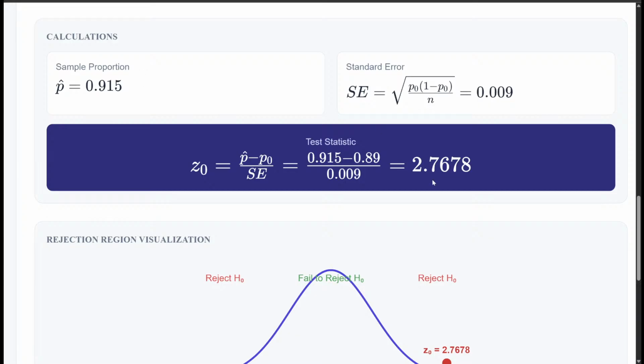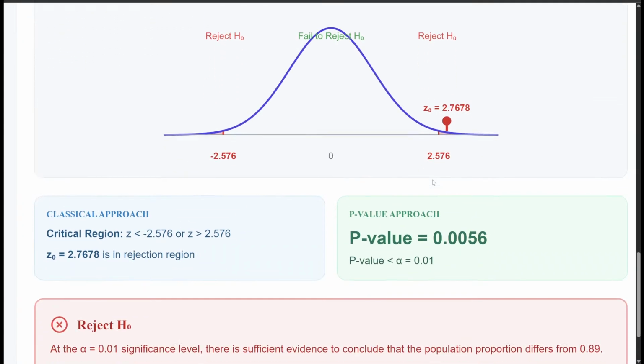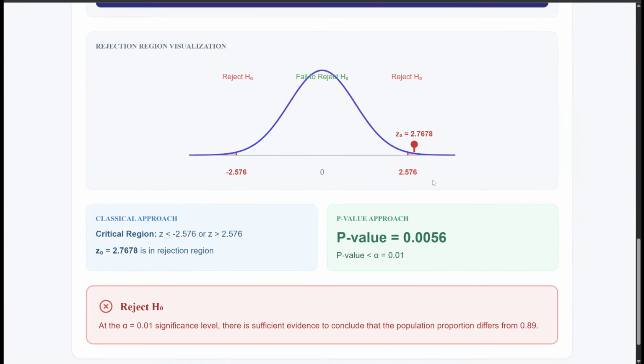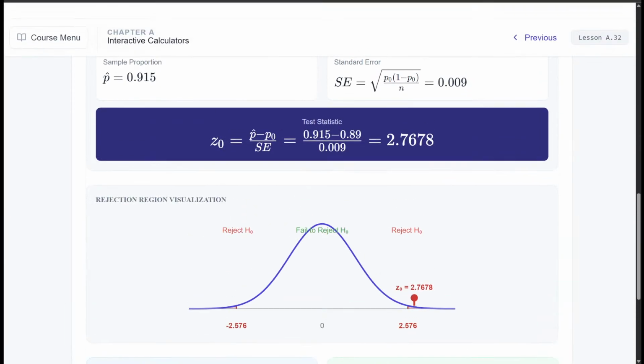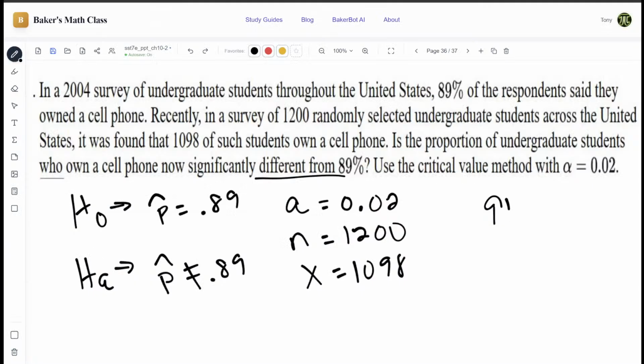We're at 2.768, and that means we're over here. We're in the reject region. So what does that say about students now compared to 2004? More of them own a cell phone. So we're at 91%. I think it was now, right? Yeah, 91.5%. So more of them own a cell phone now than before.